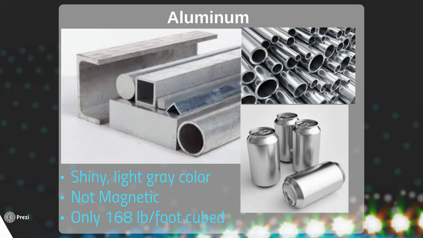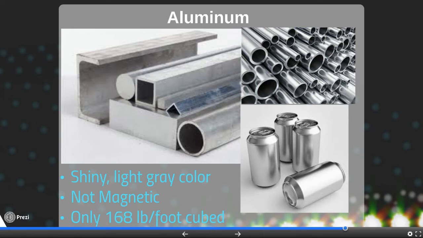One of the things that you'll find with aluminum is that it is a lot lighter than all of our other metals that we're looking at. All of our other metals hover around 500 to 550 pounds per cubic foot. But this particular one is only 168 pounds per cubic foot. So that's almost 2.5 times lighter than all the other metals we've been talking about.